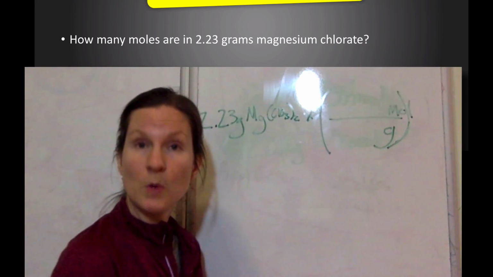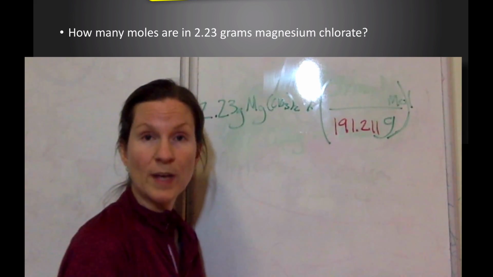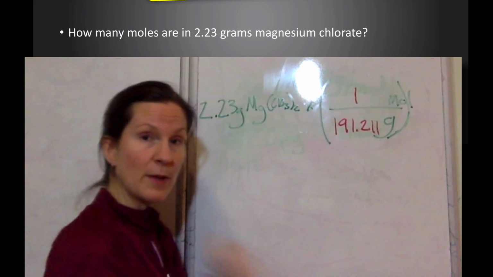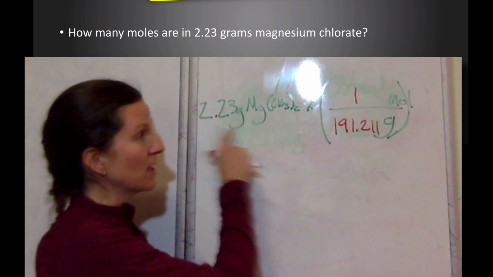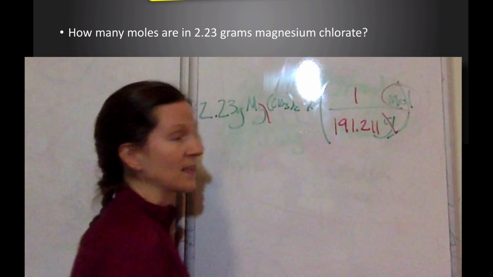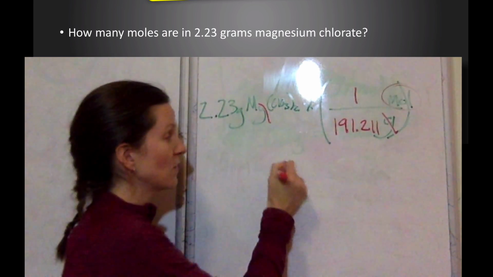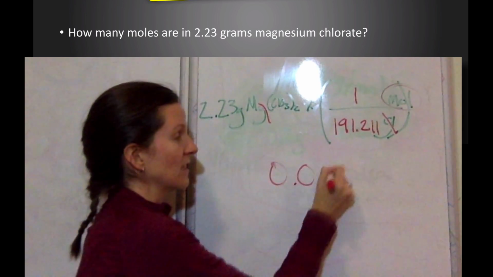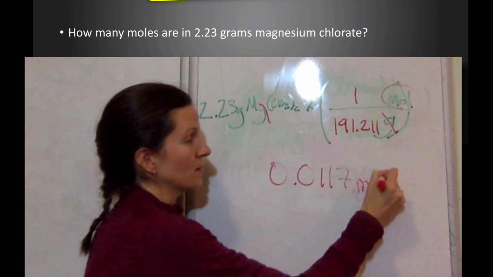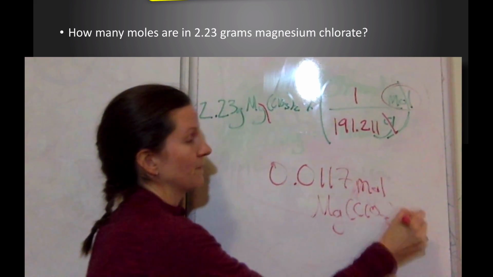For this problem, the molar mass of magnesium chlorate is 191.211. So now that is for every 1 mole. And if I put it in my calculator, it'll be 2.23 times 1 divided by that number. The grams will cancel. I'll have my final answer in mole. This is 3 measured values, so my final answer will have 3 measured values, which means my final answer is this many moles of the magnesium chlorate the problem asked about.